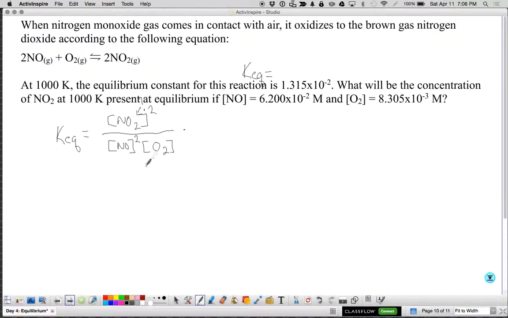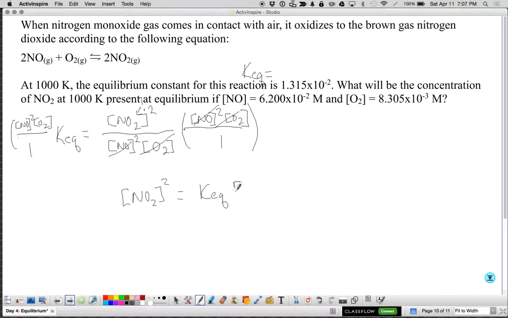That's my question mark. Alright, so we've done problems like this all year long, and I continue to emphasize to you the importance of isolating the variable you're looking for. So I'm going to multiply both sides by the denominator to get rid of it. Over 1. Okay, so that gets rid of these two things. All right, and now I'm left with concentration of NO2 squared equals Keq times concentration of NO squared times concentration of O2.